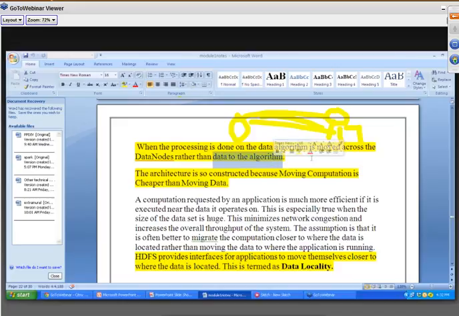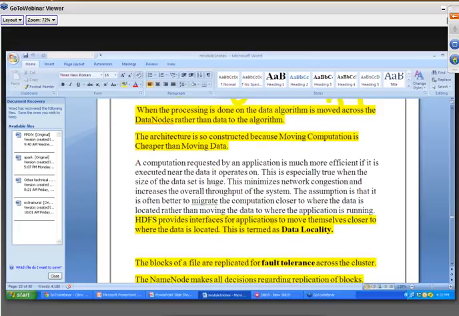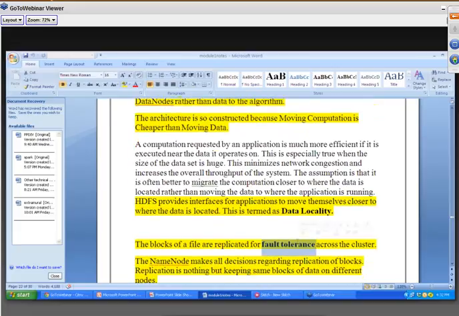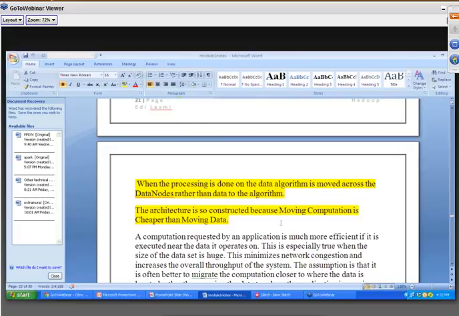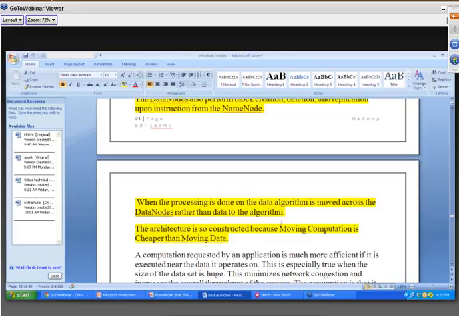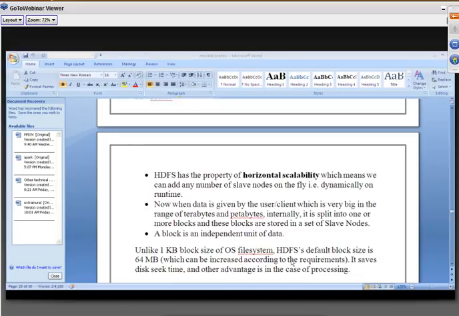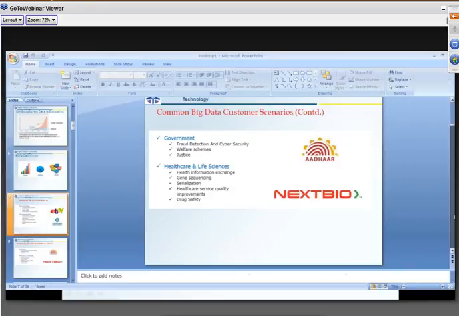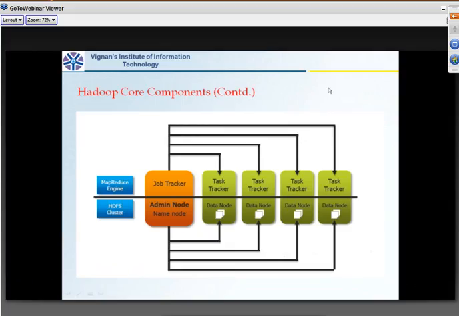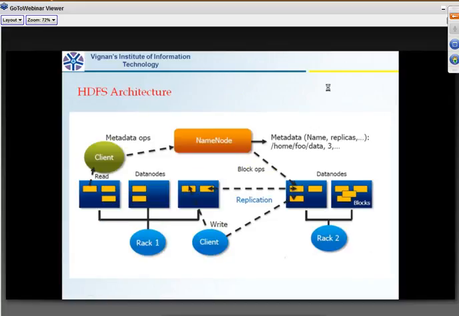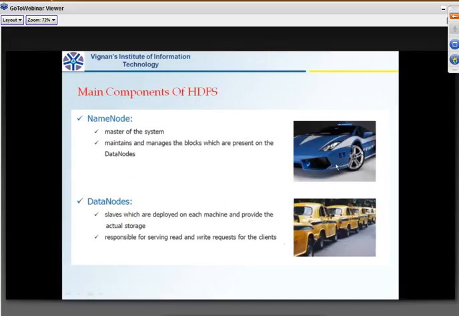That is why it is cheap, and it is called as what? Data locality also. And we have fault tolerance also, right? So we have covered so many things in our sessions, almost the Hadoop core components, how MapReduce has worked, how the HDFS cluster has worked, the architecture. See here, we have got name node and data nodes.